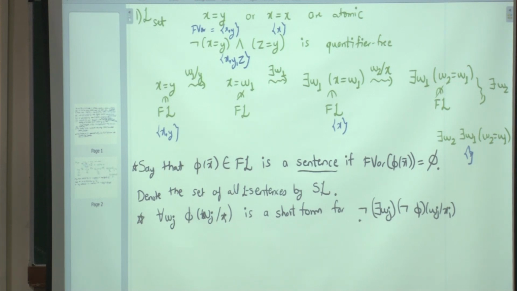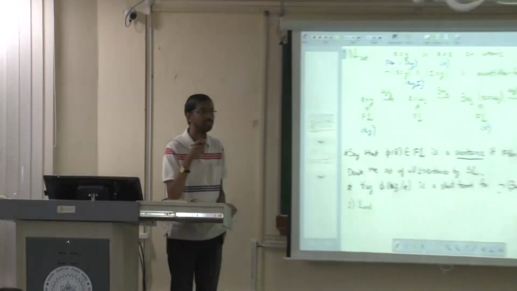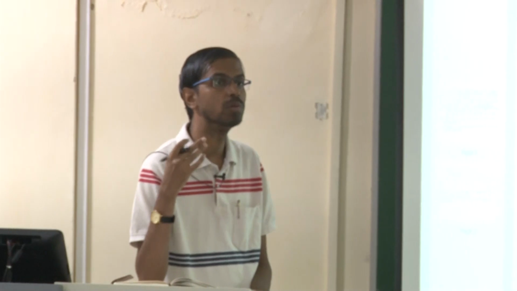Now, suppose my formula is, let us go to some other example. Let us say orders. Now, can you tell me the definition that there is no upper bound, there is no maximal element? How can you say that? There is no maximal element in a poset.